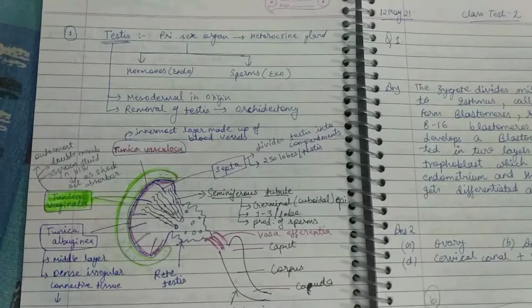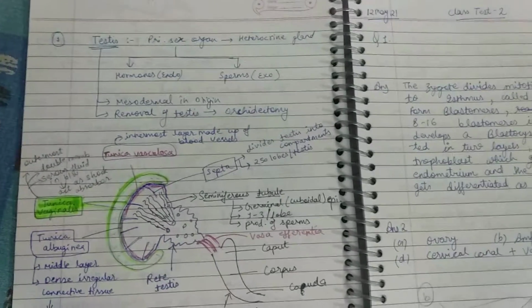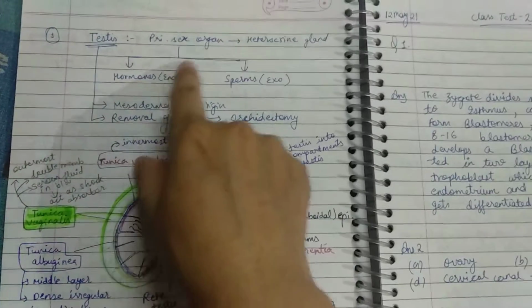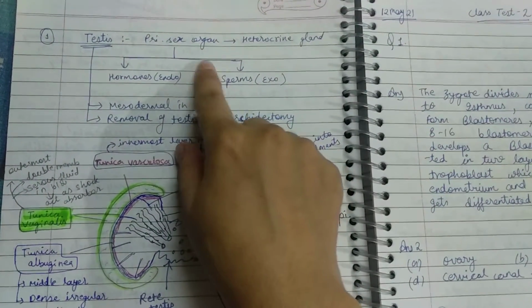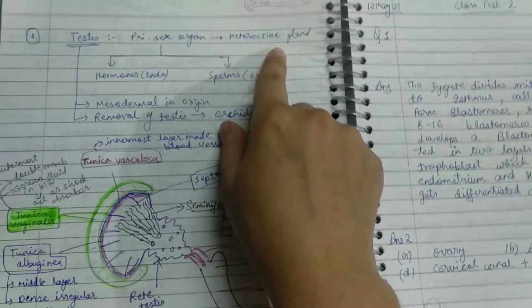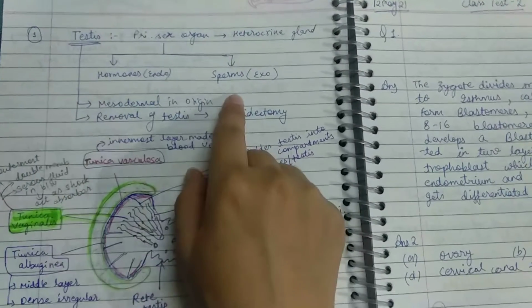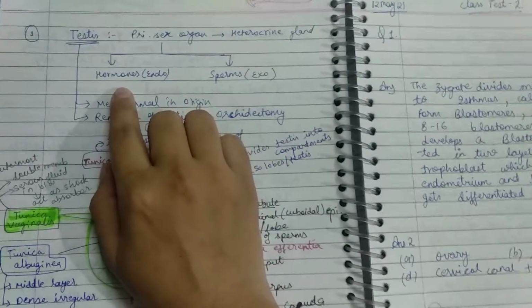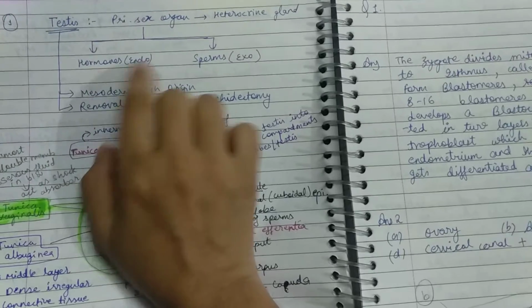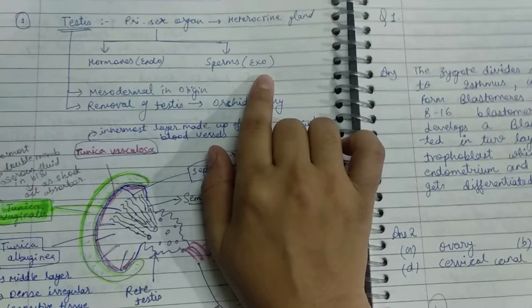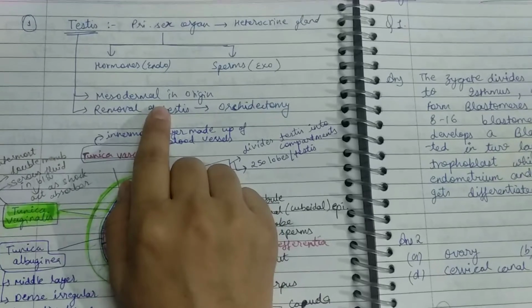Guys, so today we will discuss the testes and its transverse section. The testis is a primary sex organ found in the scrotum. It is a heterocrine gland because it produces hormones and sperms. If it is producing hormones, then it is known as an endocrine gland, and if sperms, then an exocrine gland. It is mesodermal in origin.